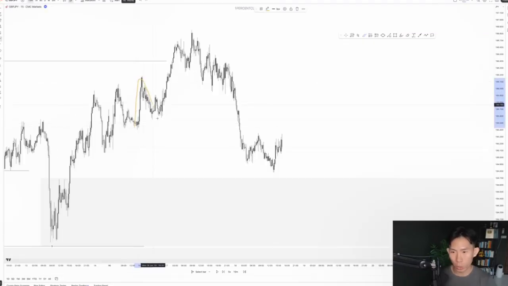We saw that the internal structure was creating higher highs and higher lows right here, and later on price goes down, takes out this last internal high low, giving us a market shift. After that, supply overpowered demand, and it's just creating lower highs and lower lows just like this.